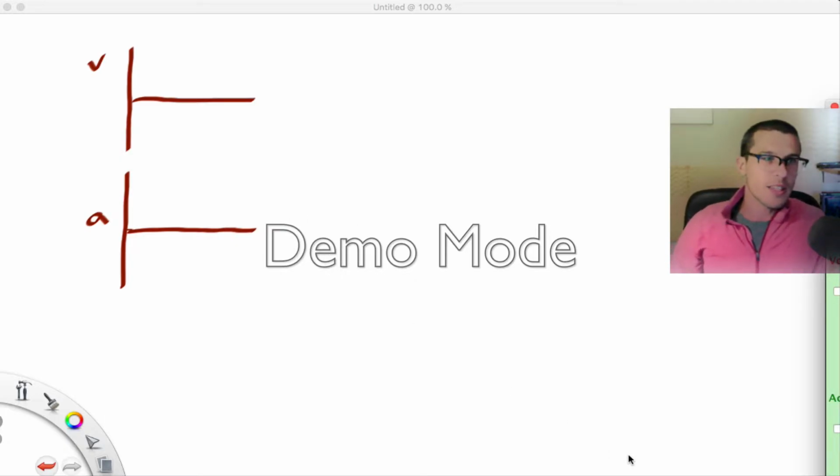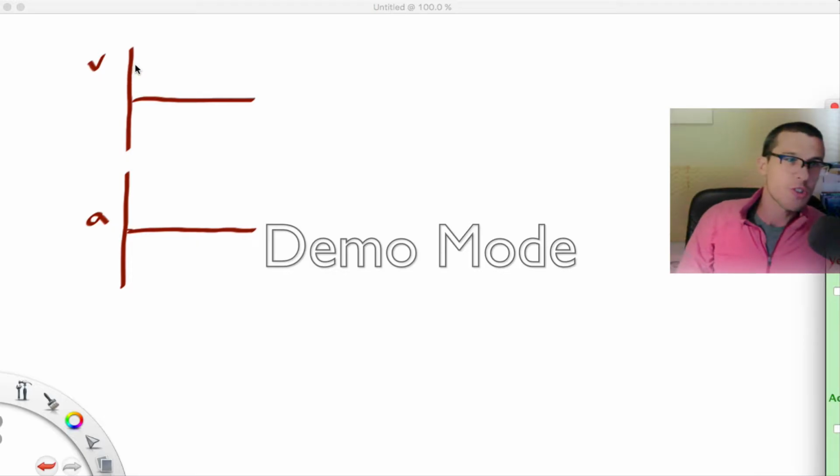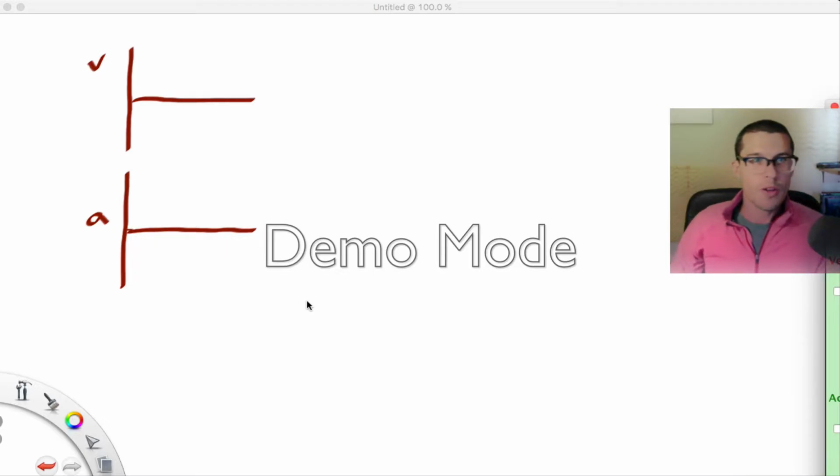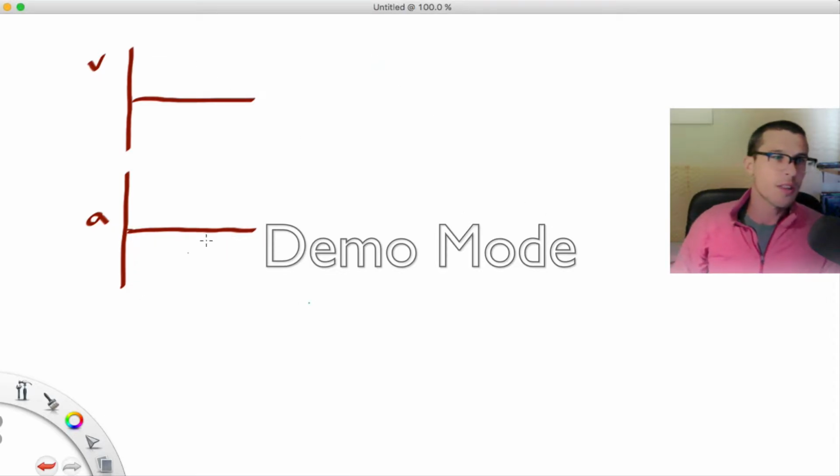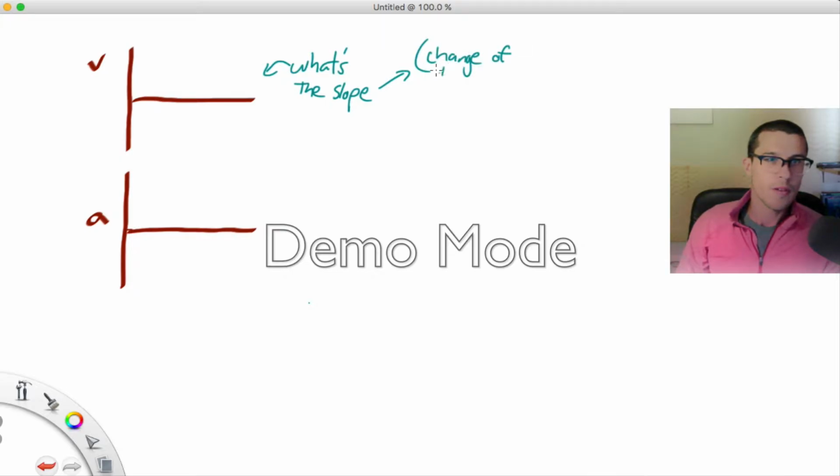So we're going to go from velocity. Let's start with the velocity. When you're looking at velocity and you want to graph the acceleration, you want to think, what's the slope? Because the slope is the change of the velocity. When you then graph the acceleration, you're just graphing what the slope is doing at the different time points.